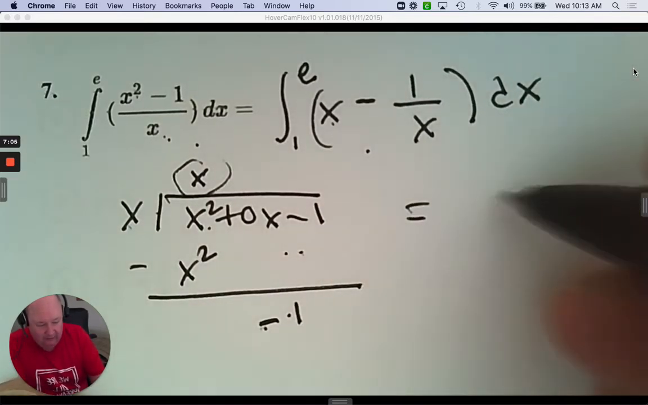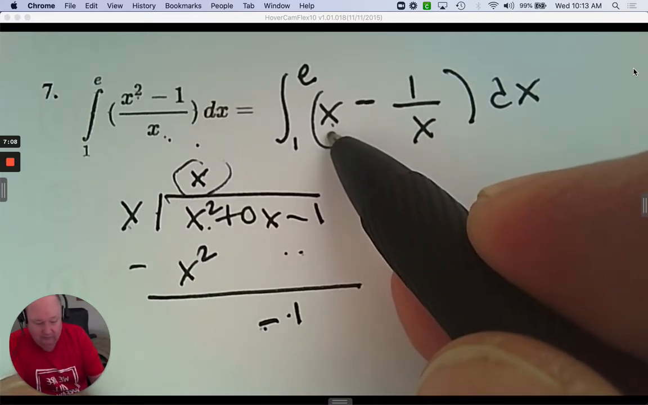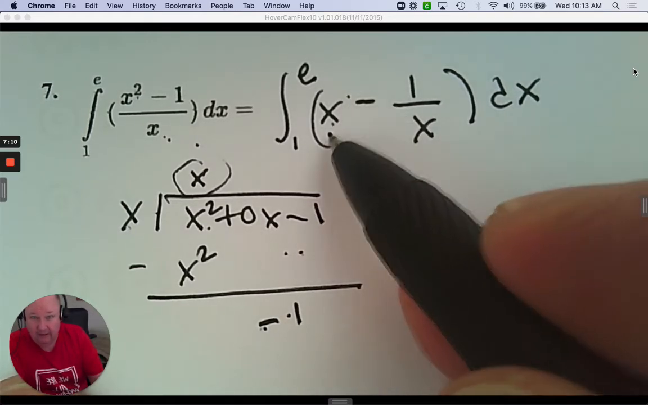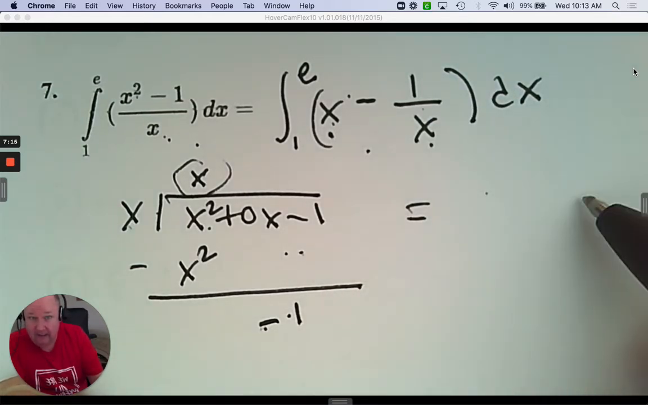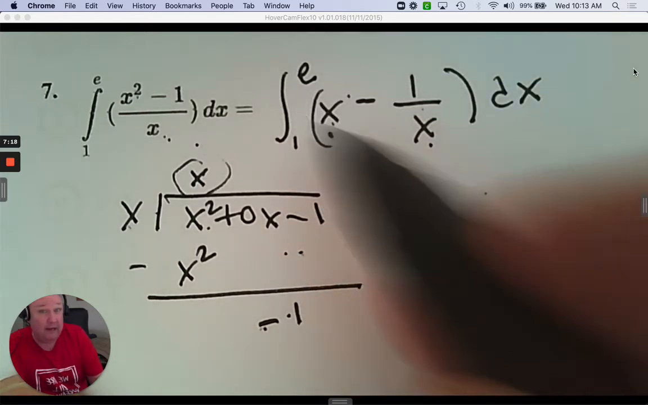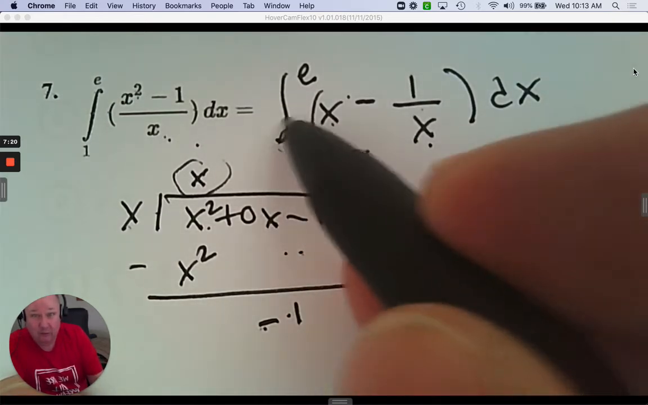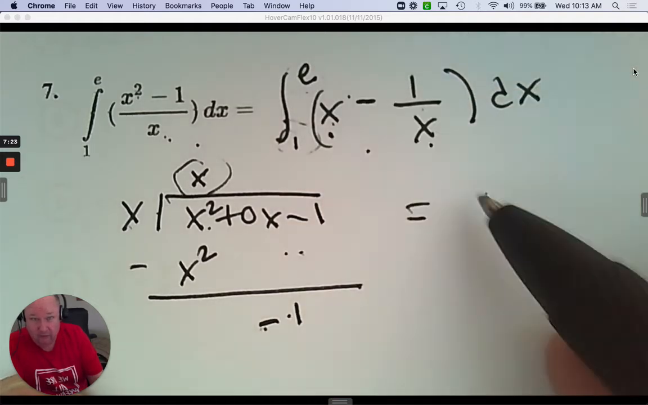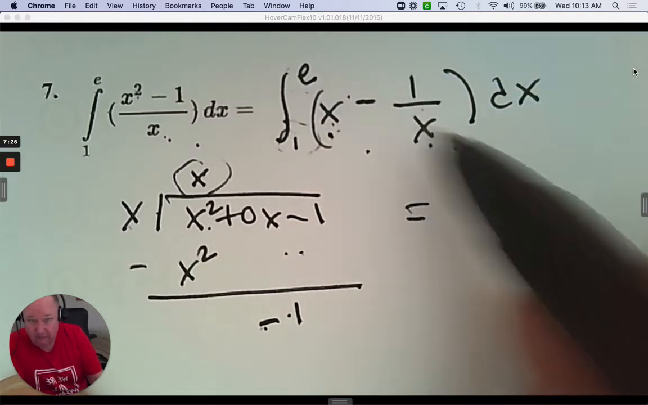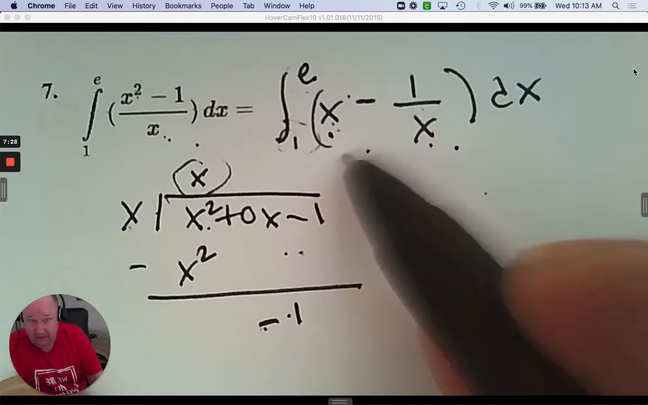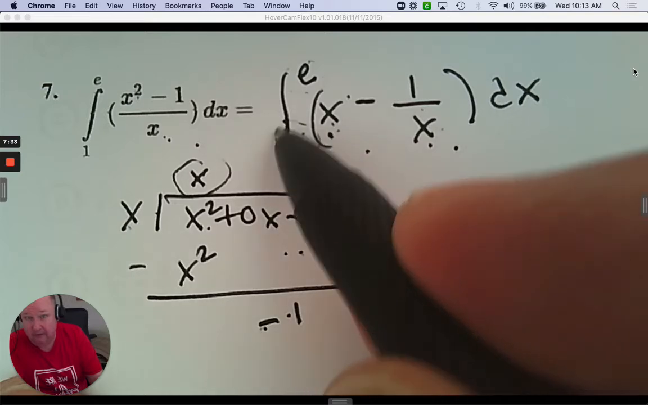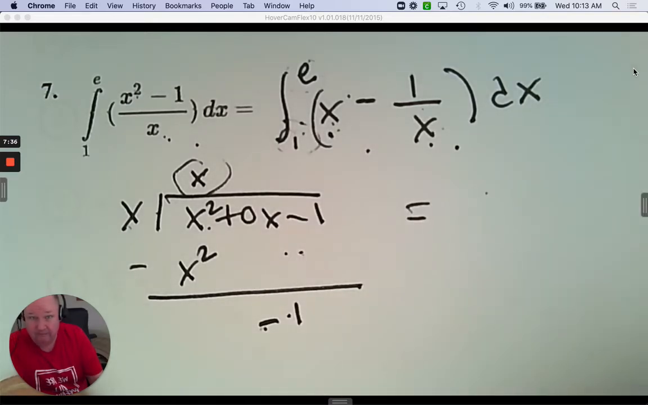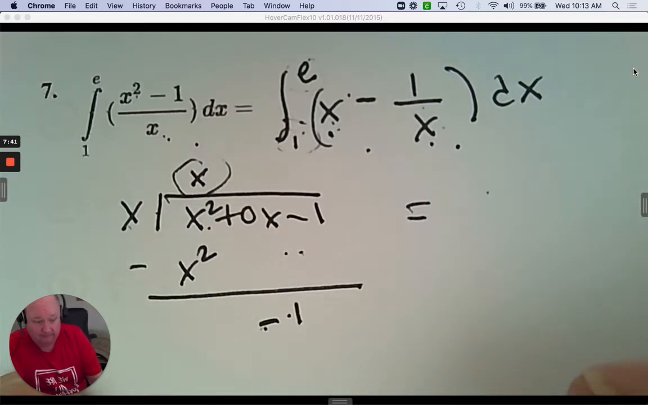So now the challenge is, can you integrate x? You add 1 to the exponent and divide. Can you integrate 1 over x? That's ln. Don't forget the absolute value bars. And then we have to do a substitution at the end. So after you do this integrating, add 1 to the exponent and divide, and ln x, then you plug in the upper bound, then you plug in the lower bound, and then finish it. Make sure you show your work of how you got the answer. You will not get credit otherwise.